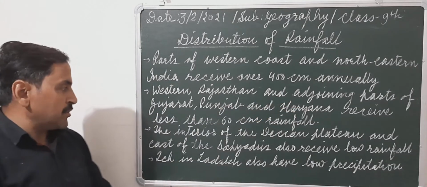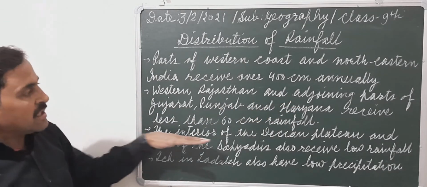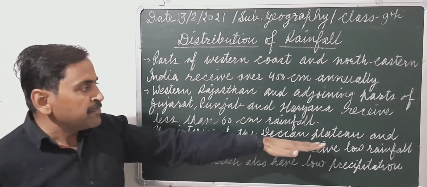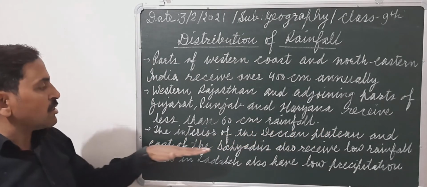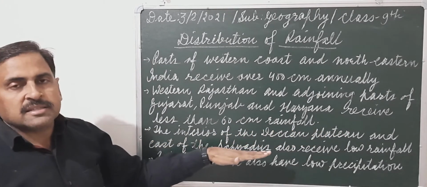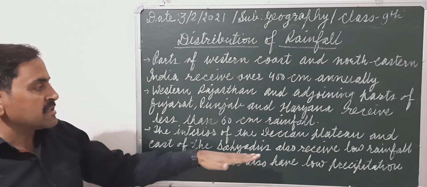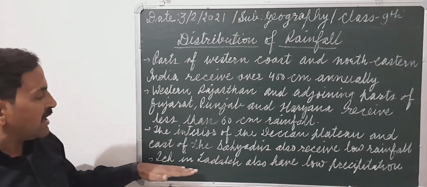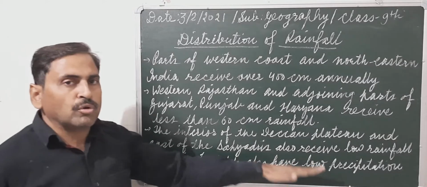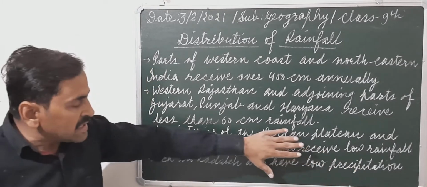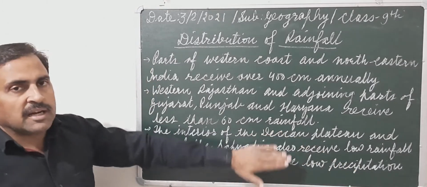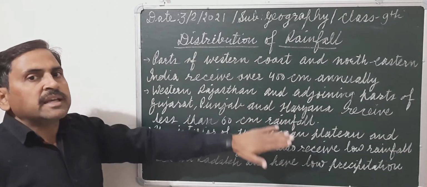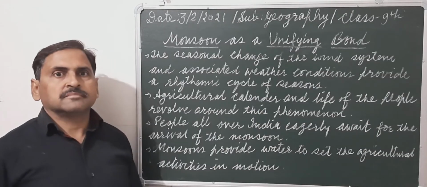Then the interior of the Deccan Plateau and the east of the Sahyadris, here the Western Ghats, also receive low rainfall, and Leh in Ladakh also has low precipitation. It is because these areas are on the leeward sides.